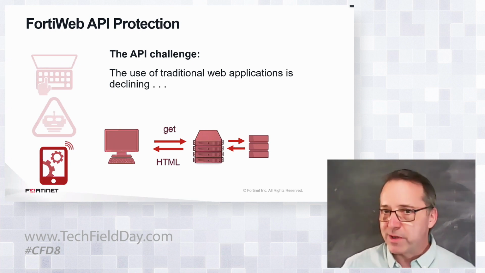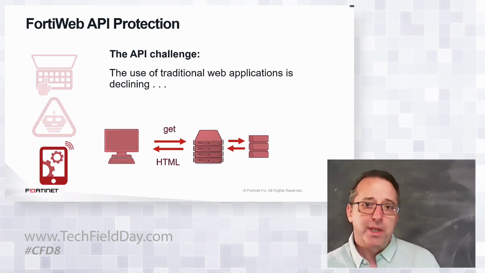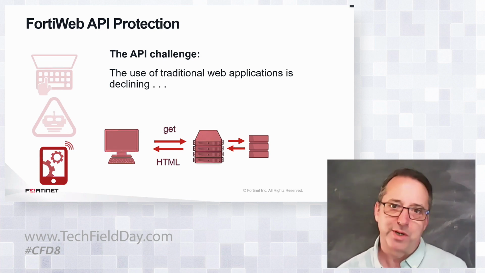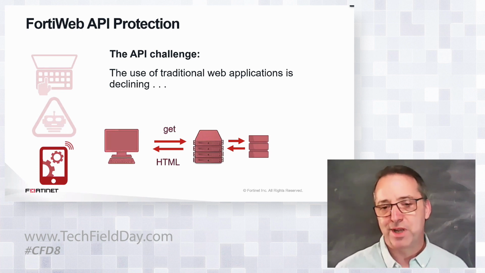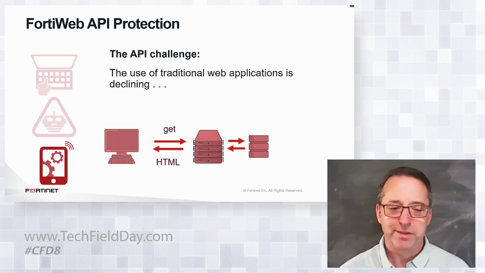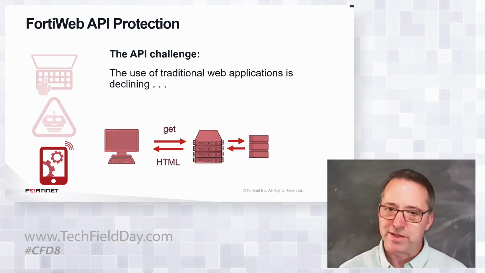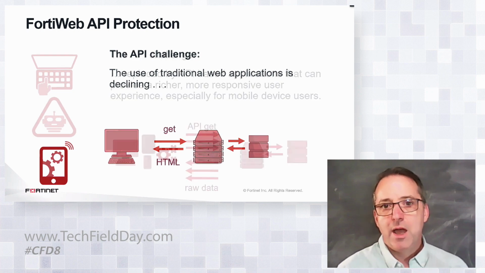For this session, we really want to focus on API challenges, because what we're seeing more and more is that traditional web applications are declining. The old web applications were a place where you issue a GET request, you get some HTML content back, and your web browser would create a web page based on those instructions. It was very much a series of GET requests, and you would just do what the web page told you to do in terms of display.